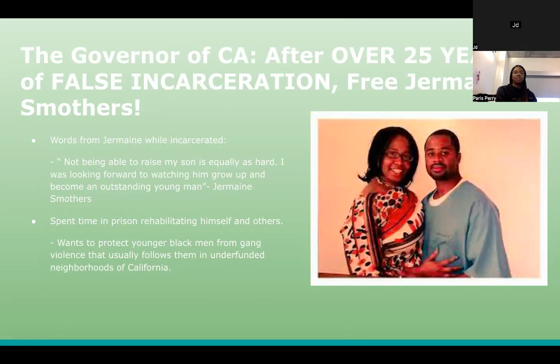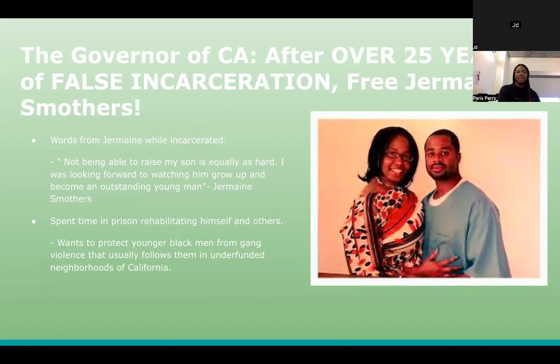And sorry, this is looking a little emotional, but the words that Jermaine had said about just not being able to see his mother before he died, that was a little hard, because he wasn't able to free himself even though he's innocent and he wasn't able to see his own mother.